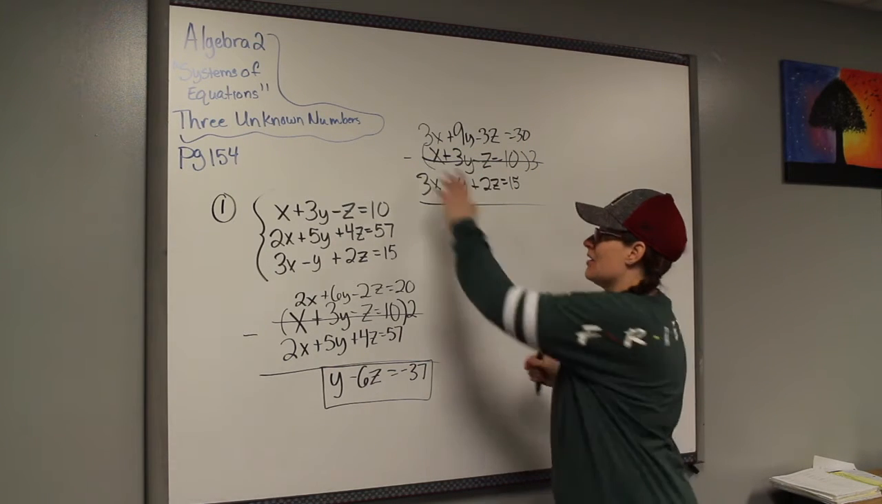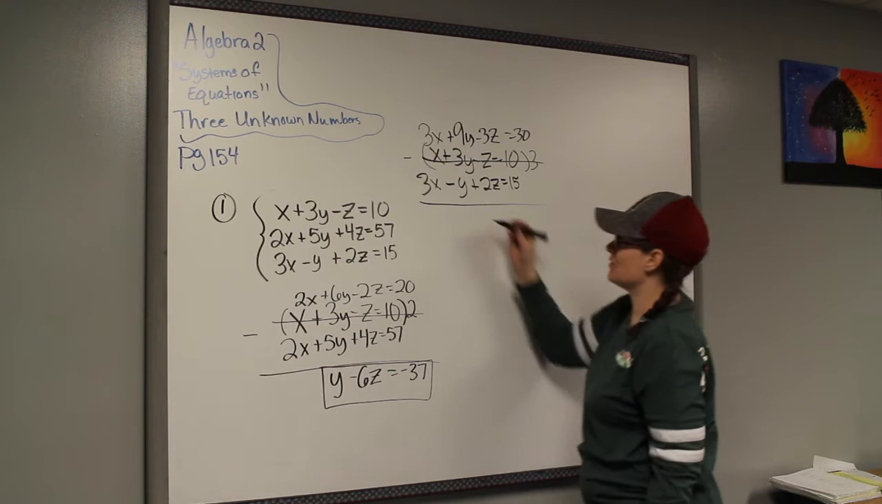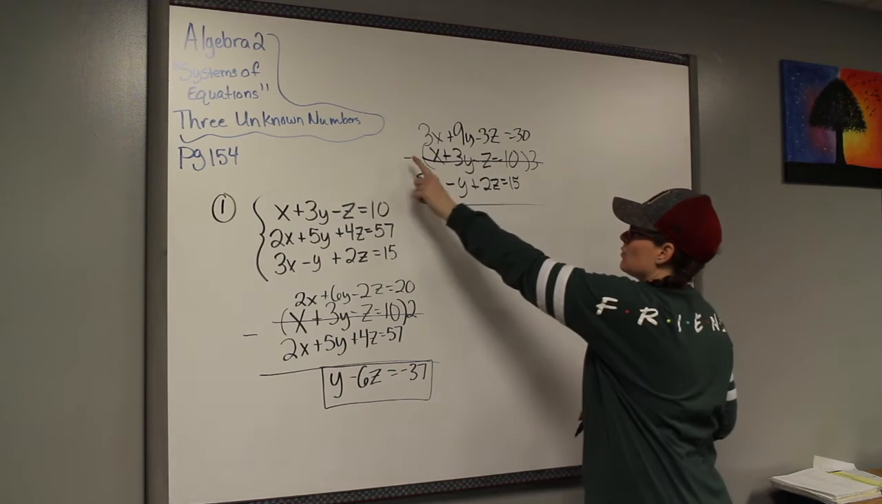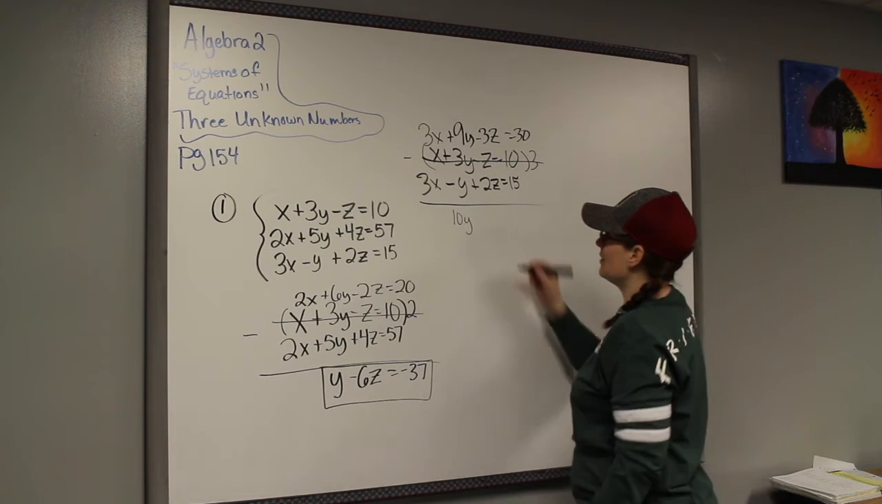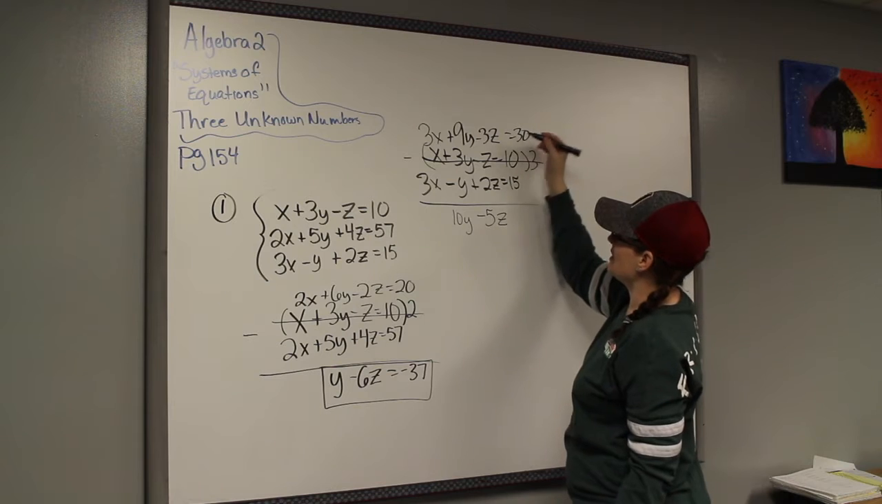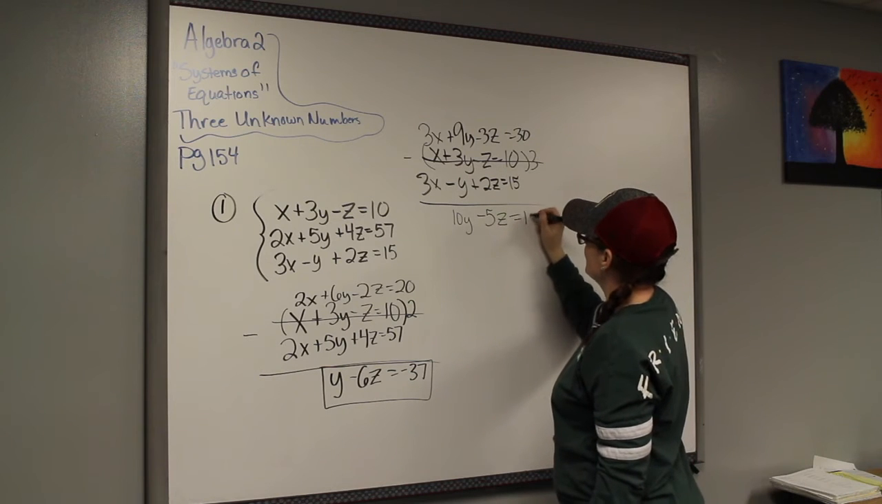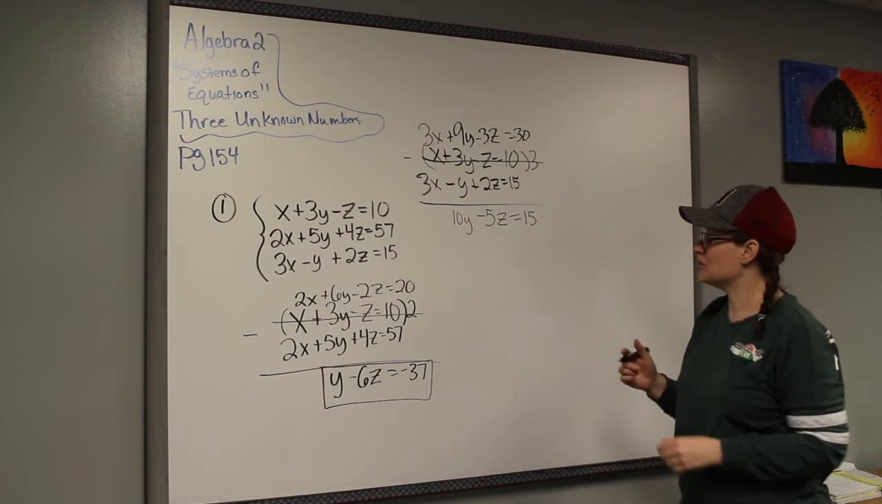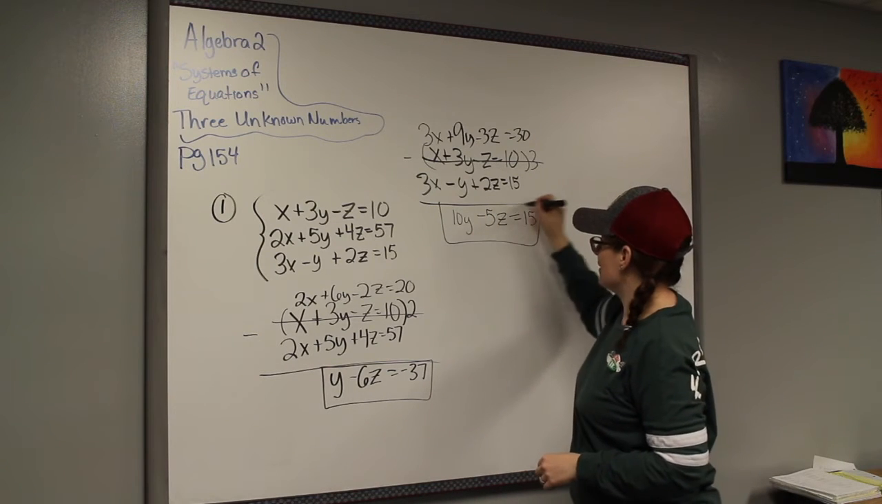A double negative, a minus a negative, makes a positive, so that's actually 10y. Okay, negative 3 minus 2 now is negative 5z, and 30 minus 15 is 15. Okay, so once you have that, you need this other equation.